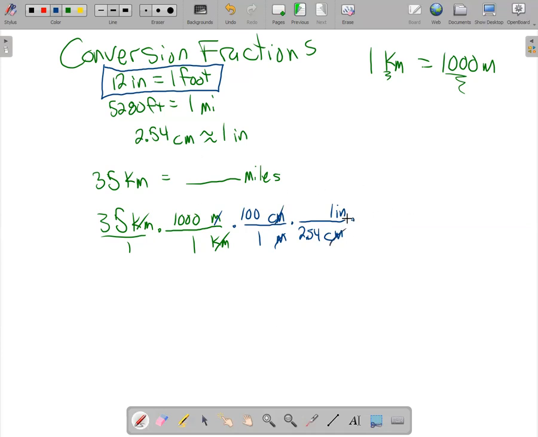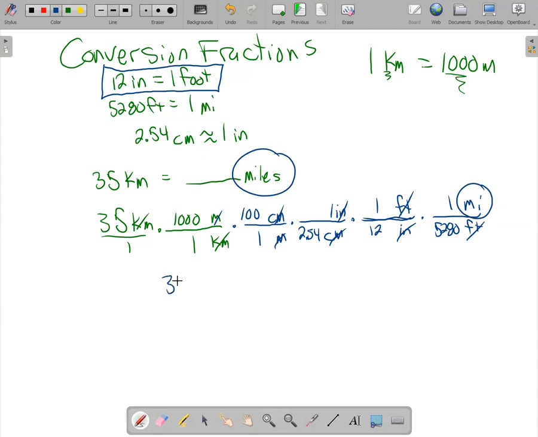And I can just keep chaining these together, get rid of inches, put it in the bottom. Inches to feet. I know there's 12 inches in 1 foot. So I've got another division to do here. And then finally, I can get rid of feet because I know there are 5,280 feet in 1 mile. So now feet are gone and miles are left, which is what I want. So on my calculator, I would take that 35, multiply it by 1,000, multiply that by 100, divide that by 2.54. 12 gets divided there too, and 5,280 gets divided.